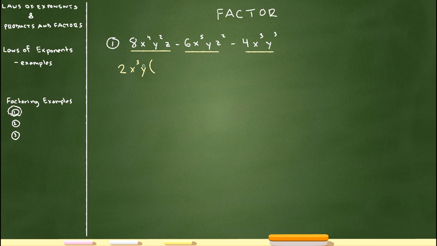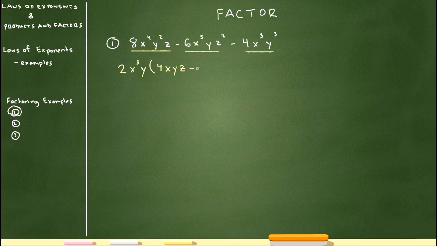You just need to think about it as, all right, 2 times what value will give me 8? A 4. And x cubed times what will give me x to the fourth? An x. And a y times what value will give me y squared? A y. And then we have a z remaining, so we need a z here. Now this is why we needed to talk about the laws of exponents, because you needed to know that x cubed times x to the first would give you x to the fourth, and y times y would give you y squared. All right, so now we have a minus sign, so we drop that there.